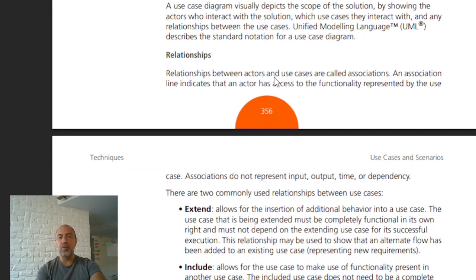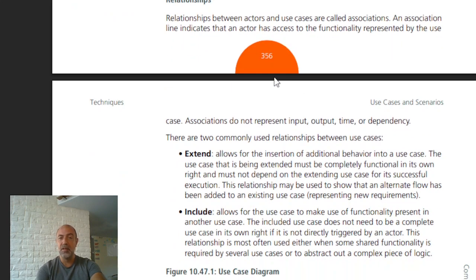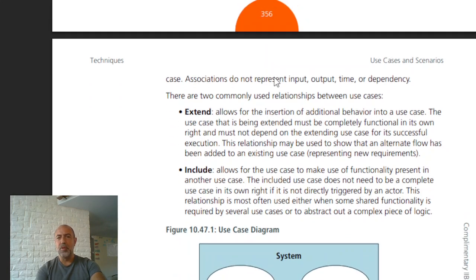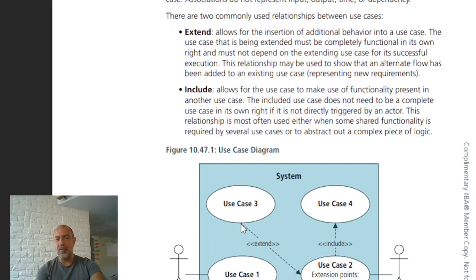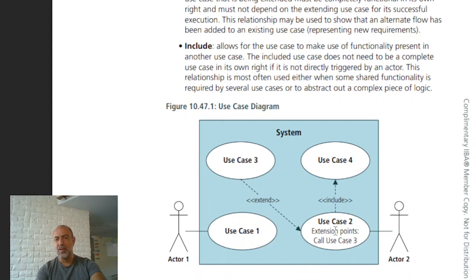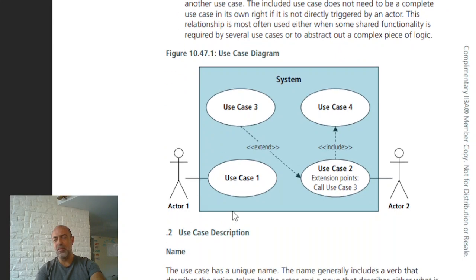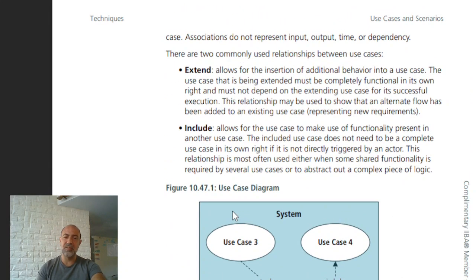What are the relationships between actors and use cases? They are called associations. An association line indicates that an actor has access to the functionality represented by the use case. Here, basically, this line between the actor and the use case is showing that this actor is necessary.